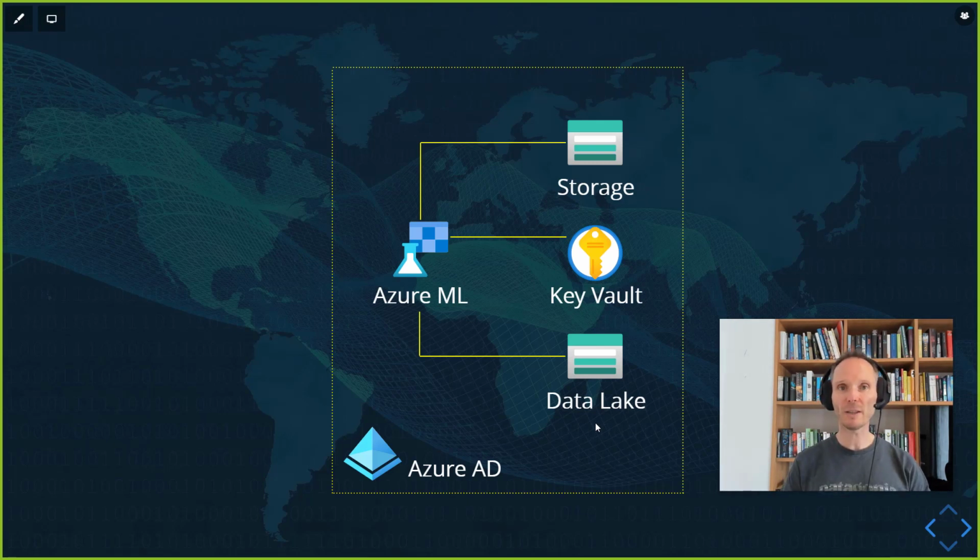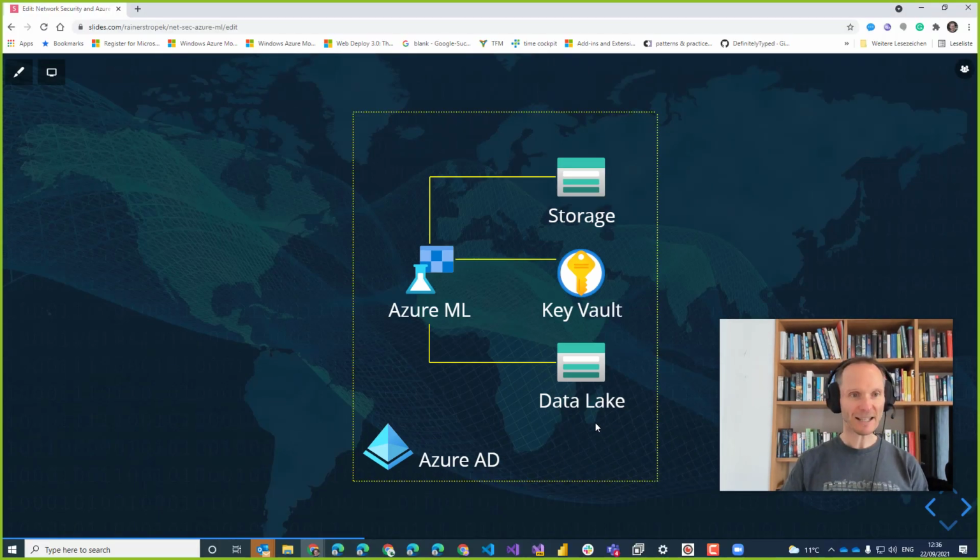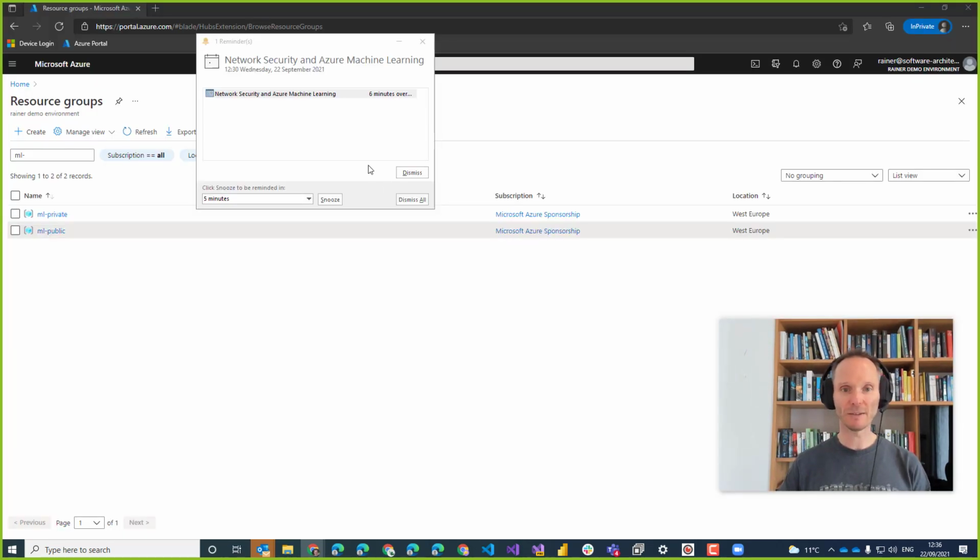My goal in this first sample is to show you that we can communicate between Azure ML, Storage, Key Vault, and all the other services without any password at all. I will have some passwords, but I don't need them, and this is what I'm going to show you. Okay, that's enough for the introduction. Let's jump into the demo.